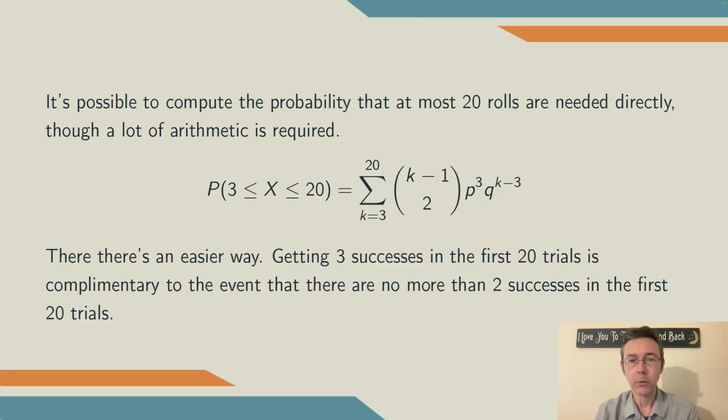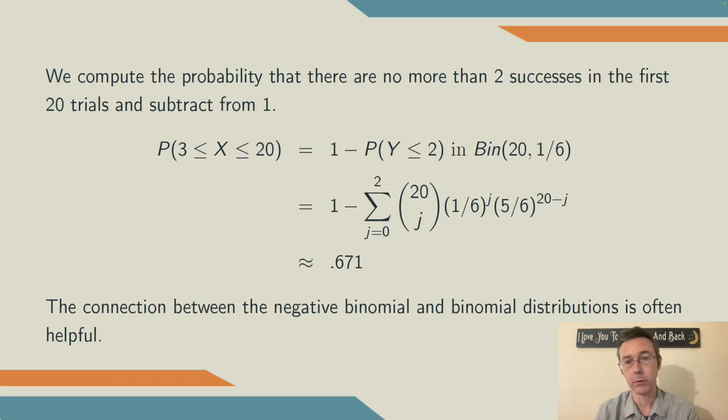Now, it's possible to compute the probability that at most 20 rolls are needed just by plugging in directly, doing this individual probability mass function for the values from 3 up to 20, but that's a lot of work. There's an easier way because getting 3 successes in the first 20 trials is complementary to the event that there are no more than 2 successes in the first 20 trials. And we can compute that latter thing just with a binomial distribution.